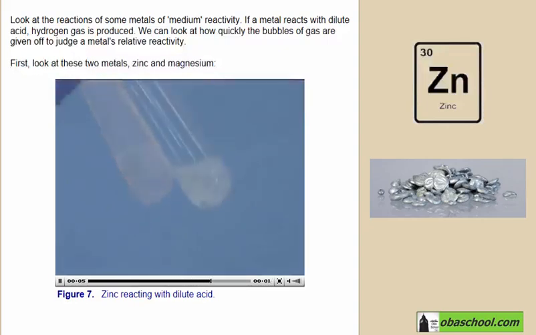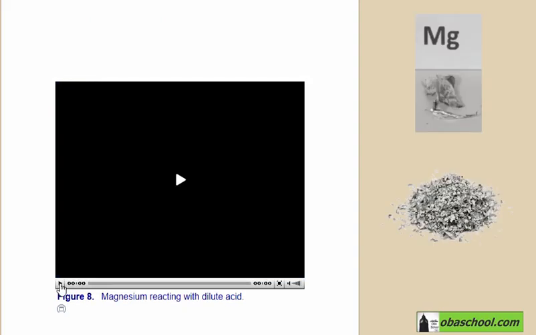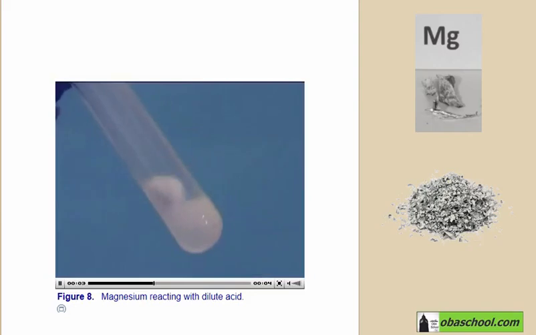Notice the bubbles of hydrogen gas. Let's examine now magnesium. The formation of hydrogen gas is less vigorous with magnesium.